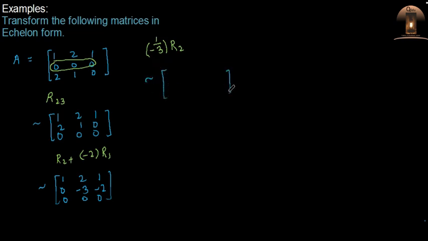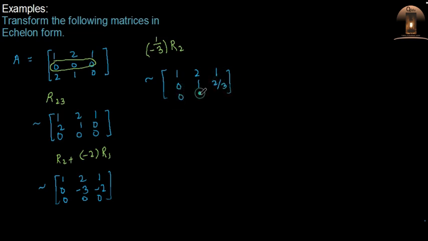Now the first row will be the same, 1 2 1. In the second row we already have 0 in the first element, and this will now become 1. How will this be equal to 1? When you multiply minus 3 by minus 1 upon 3, the 3 and 3 cancel, minus and minus will be plus, so this will be equal to 1. Now multiply this minus 1 upon 3 by this element minus 2, this will be equal to plus 2 upon 3.